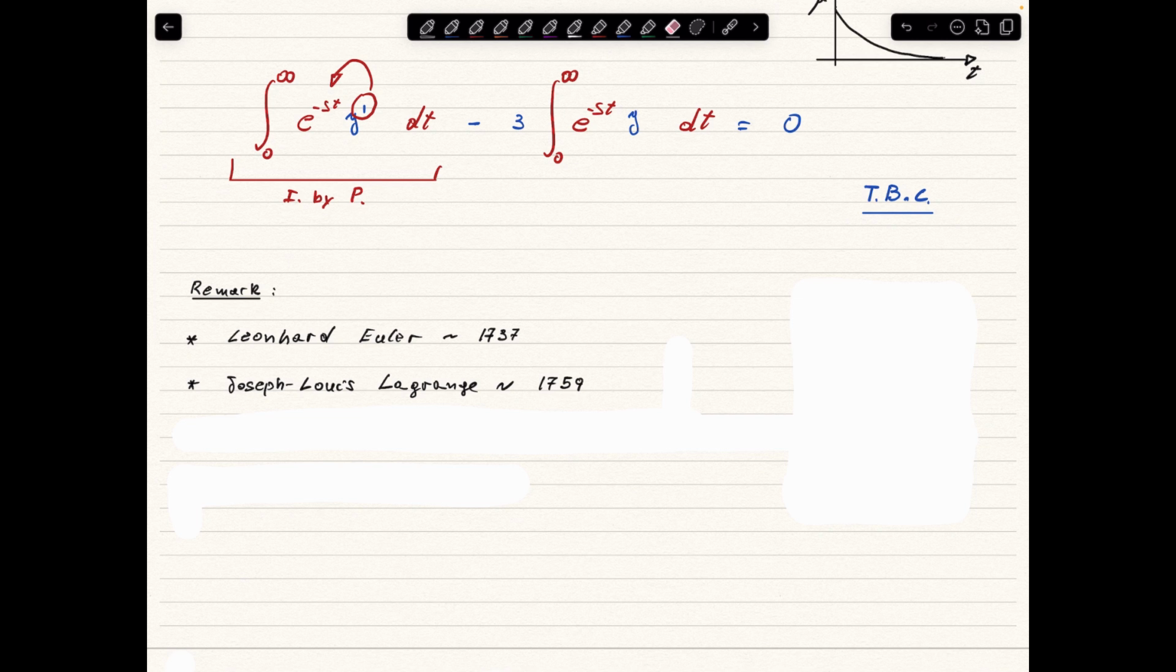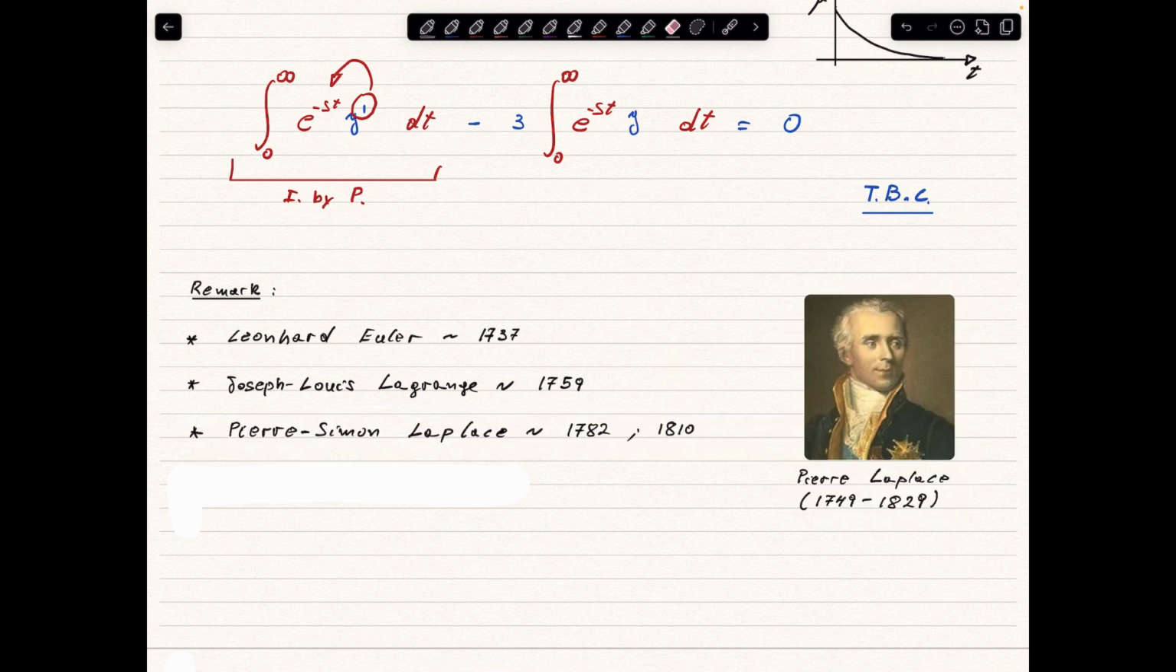Then Laplace came back to these ideas and proved many properties of this type of calculations, and he did a lot of work in 1782 and 1810. That's why these ideas are named after him.